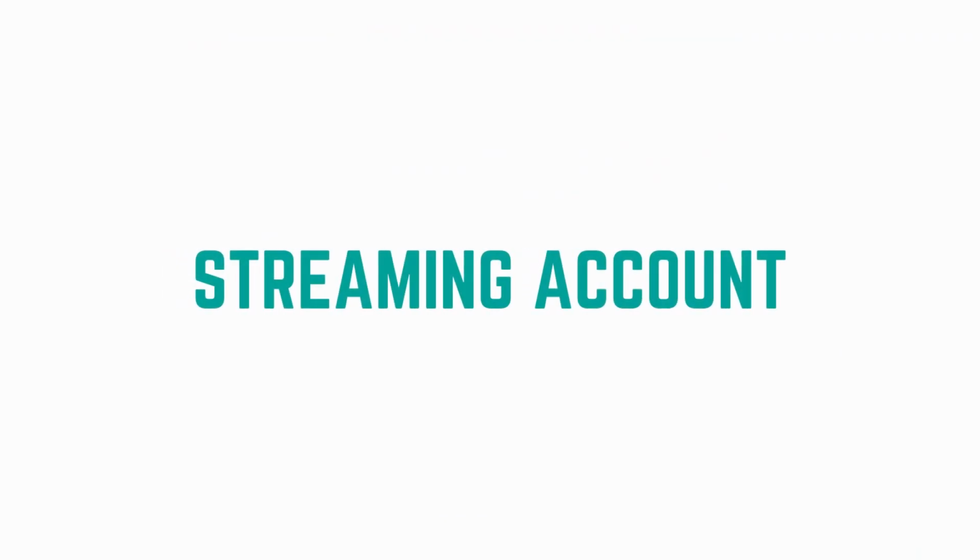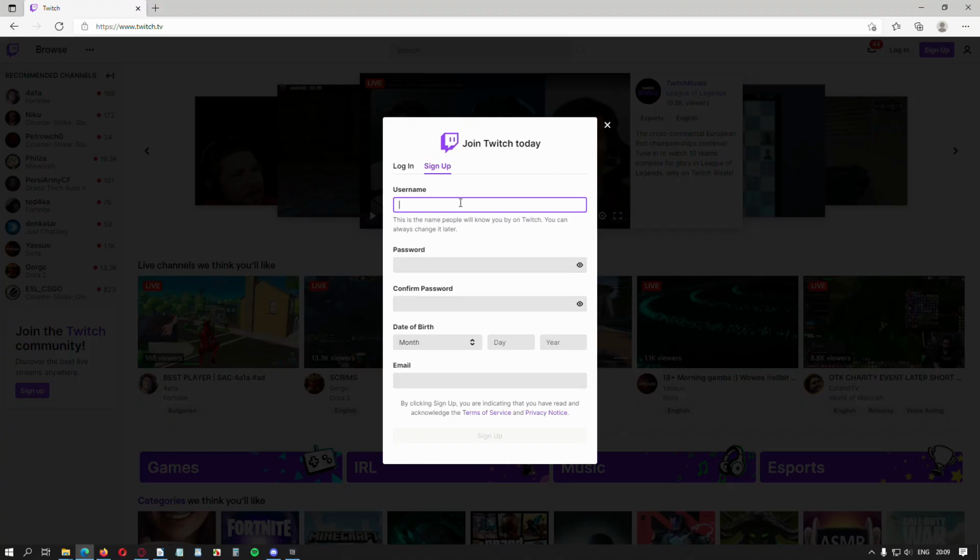Before you start streaming, you need to choose a streaming platform and create an account. When you do that, think carefully about your username, which is going to be your streaming name. Choose something that is easier to read, preferably one word or maximum two, and don't forget to secure your account with two-factor authentication if possible.